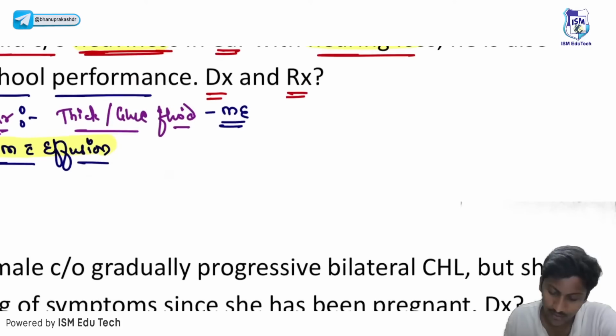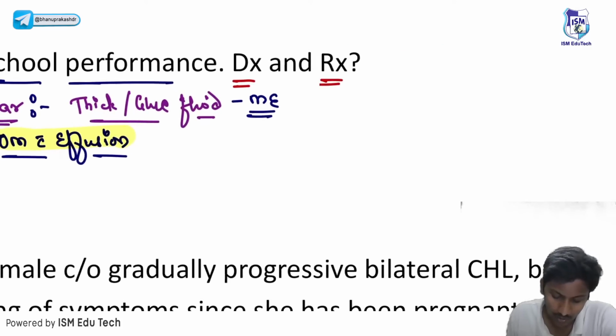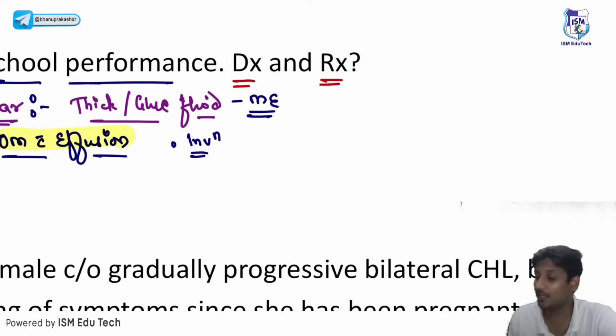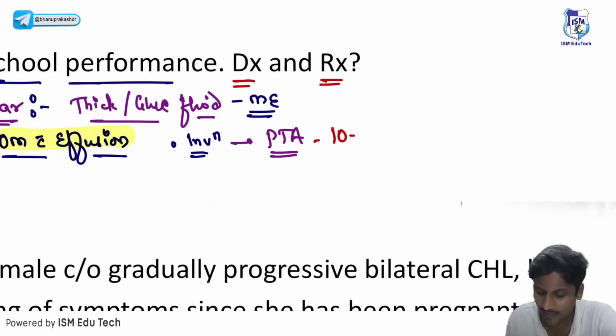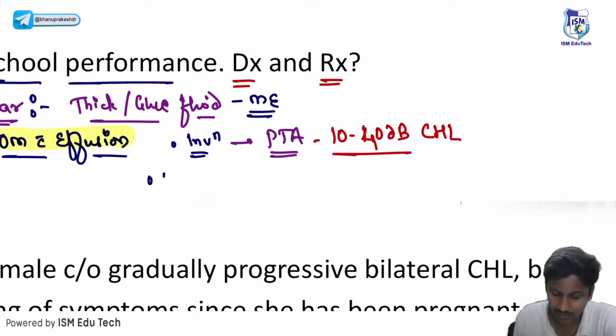Okay, so yesterday I've told you about this. What is done for investigation? Now, if any patient comes to me with complaints of hearing loss, first I will send the patient for a PTA, that is a pure tone audiometry. On pure tone audiometry, definitely I'll get 10 to 40 decibels of conductive hearing loss. And what is done for treatment? We have discussed that yesterday already.